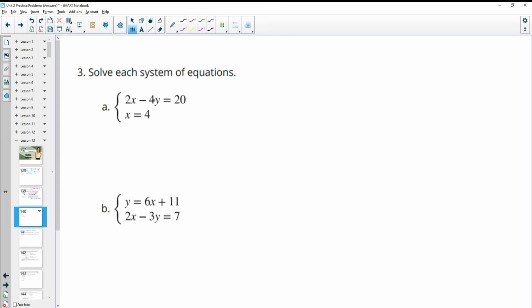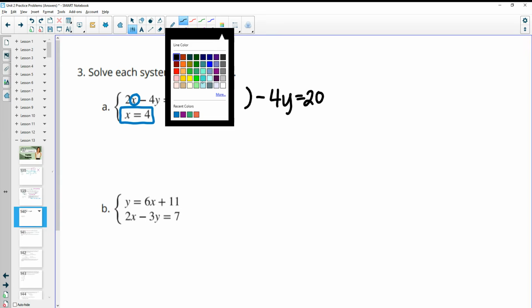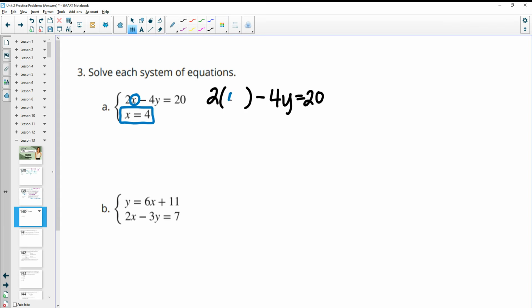Number 3, solve each system of equations. So we see here that we have x equals 4. So that means wherever we see x, we can plug in 4. We can just substitute that in. So on this top part, we'd have 2 times x minus 4y equals 20. And now we know that x equals 4. So we'll just plug it in.